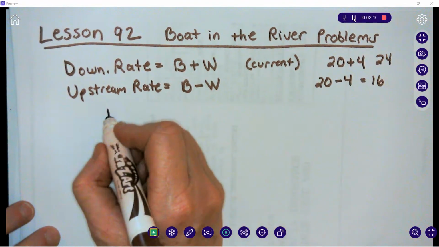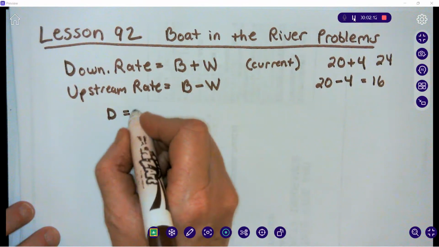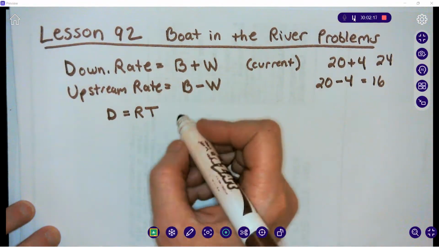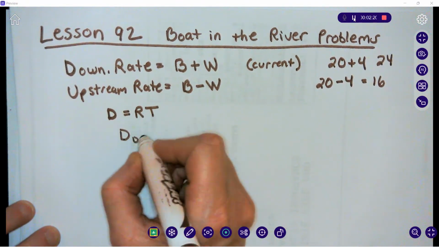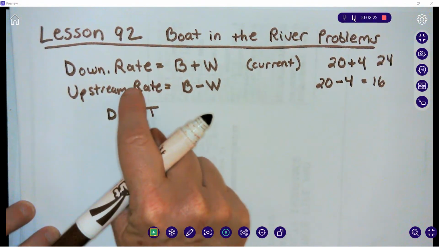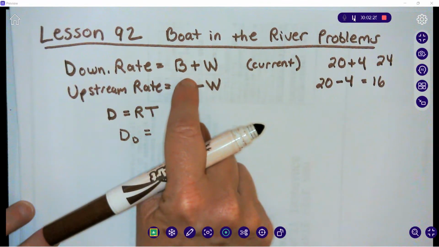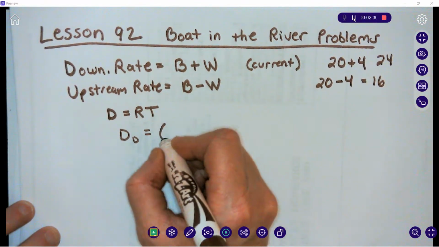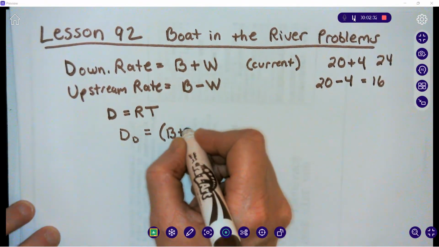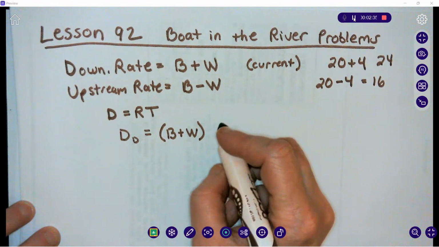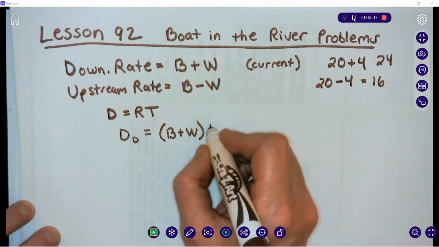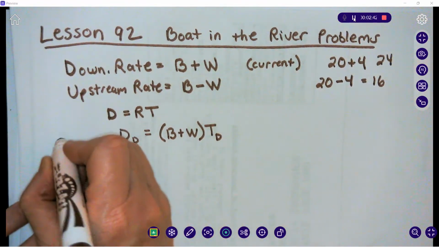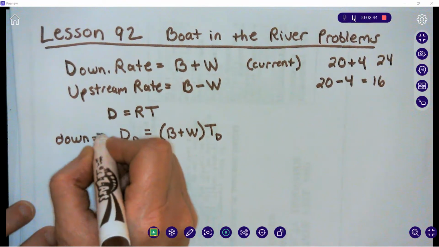You remember that distance equals rate times time. So in this case, the distance downstream is going to equal the rate of the downstream. And remember, the rate of the downstream is B plus W. So it's going to equal the rate of the boat plus the rate of the water times the time that it took them to go downstream. Okay, so that's our downstream equation right there.